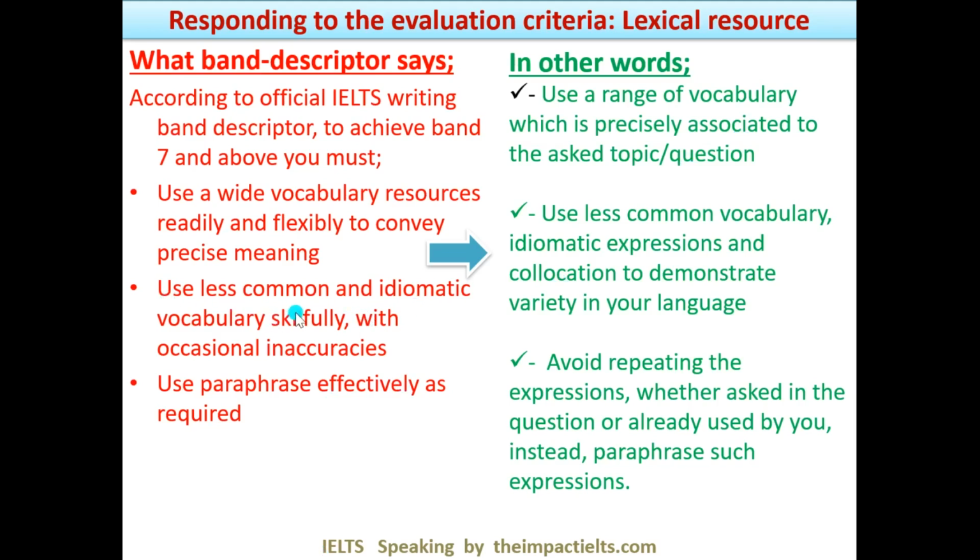And then come to the second point, less common and idiomatic vocabulary. So first, use less common vocabulary. I mean, good, bad, thing, avoid using them. And then use idiomatic vocabulary skillfully. Idioms are expressions, if you don't know what exactly they mean, and I'll give you the list of idioms at the end of this lesson in PDF format.